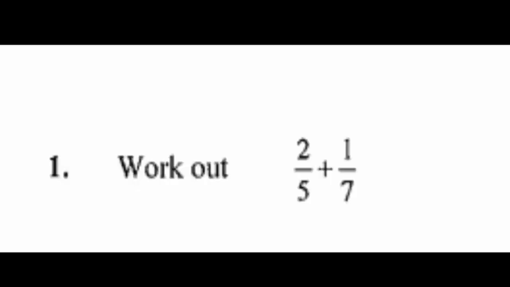In this first question, we have 2/5 plus 1/7. When you add fractions, the denominator, the bottom numbers, must be the same, otherwise you can't add them. To do this, we therefore need to make the 5 and the 7 the same, and we therefore look for the lowest common multiple, or the lowest number that appears in both the 5 and the 7 times tables. Knowing that, we can begin the question.